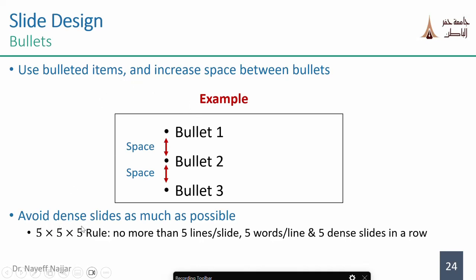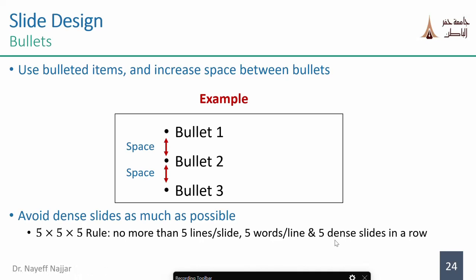It's not a good idea to have a dense slide, like you have too many bullets and too many pictures. This is not good for your presentation. There is a rule of thumb called the 5 by 5 by 5 rule, and this means that you don't have more than 5 lines in your slide, in each line you have a maximum of 5 words, and you don't have 5 dense slides.